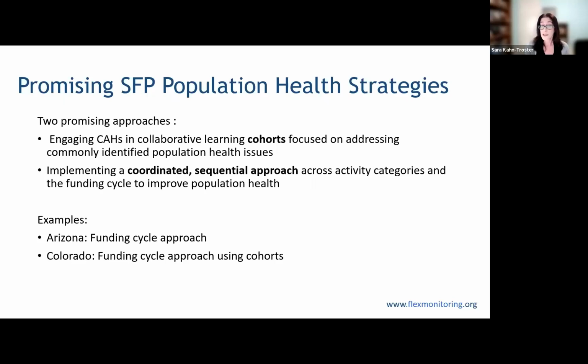I have two state examples I'm going to touch on briefly: Arizona, which laid out a funding cycle approach, and Colorado, which proposed a funding cycle approach using educational cohorts. I want to note that the pandemic did, of course, disrupt many planned interventions across the program areas. So what I'm going to describe is what was in their applications, not what they necessarily did. I also wanted to add that if you're interested in using educational cohorts for your FLEX program activities, we did publish a policy brief about them in March of last year, and it's on the FMT website.